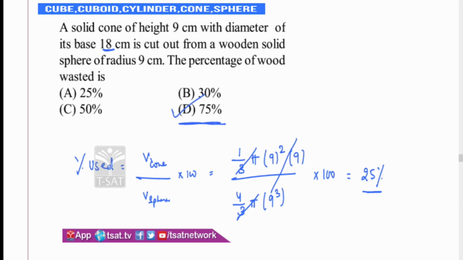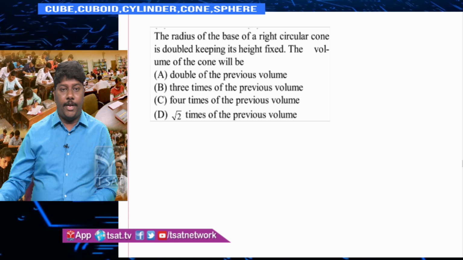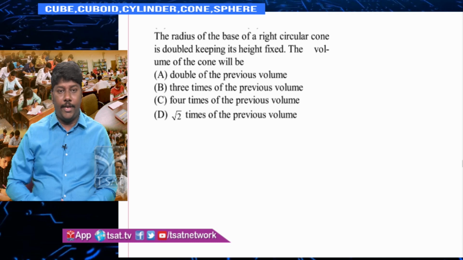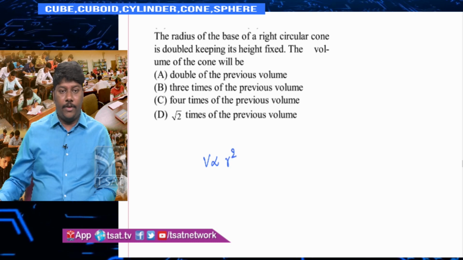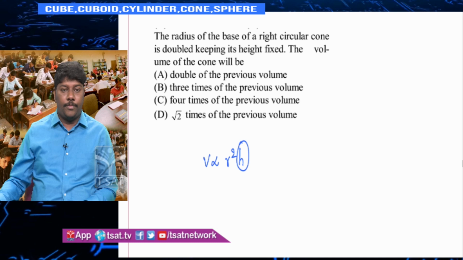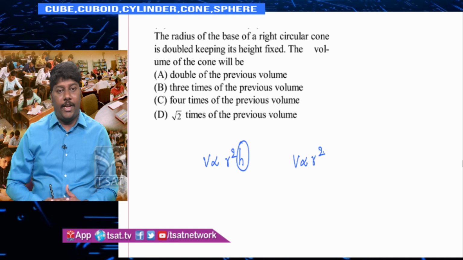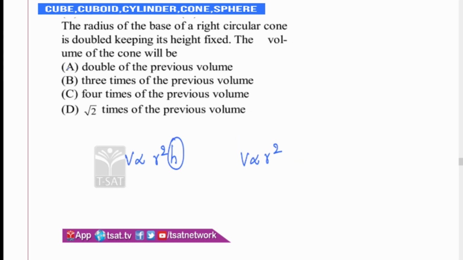We have seen a similar kind of sum. Now look at the next one. The radius of the base of a right circular cone is doubled, keeping its height fixed. The volume of the cone will be. So height is fixed and the radius is doubled. We know volume directly varies with the square of radius into height. Since height is constant, volume only varies with the square of radius. So if radius is doubled, the square of 2 becomes 4, therefore volume becomes 4 times the previous volume. So the answer is 4 times the previous volume, because if you double the radius, the volume becomes 4 times.